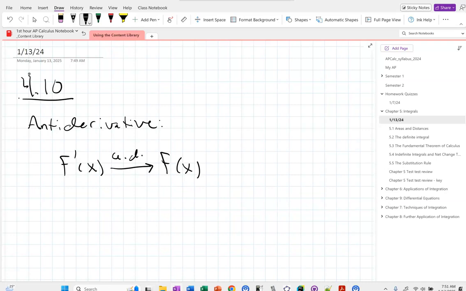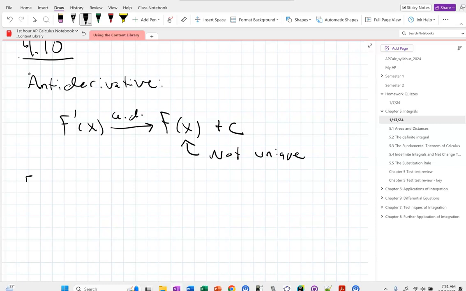Some of the big takeaways: this antiderivative is never unique, right? Because you can always just tack on some constant to the end, and that constant dissolves during differentiation. But there's infinitely many antiderivatives, right? So that was the idea from 410.